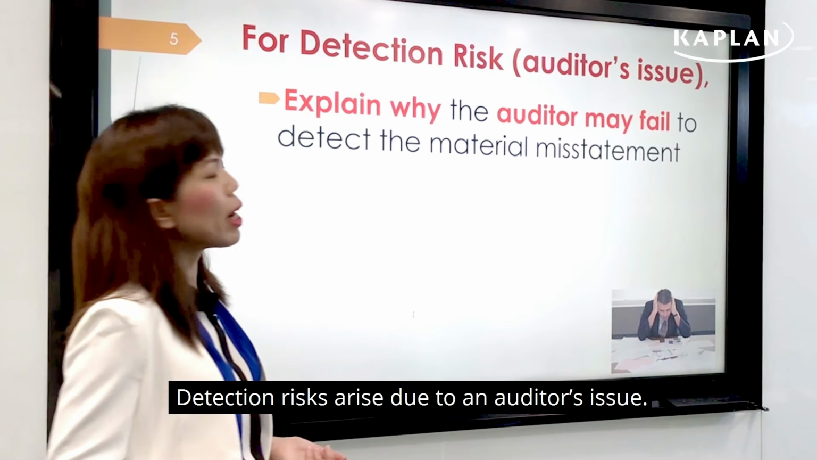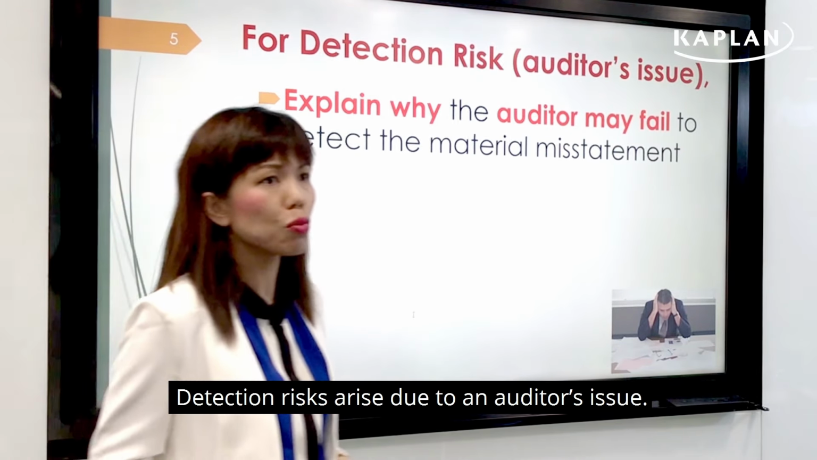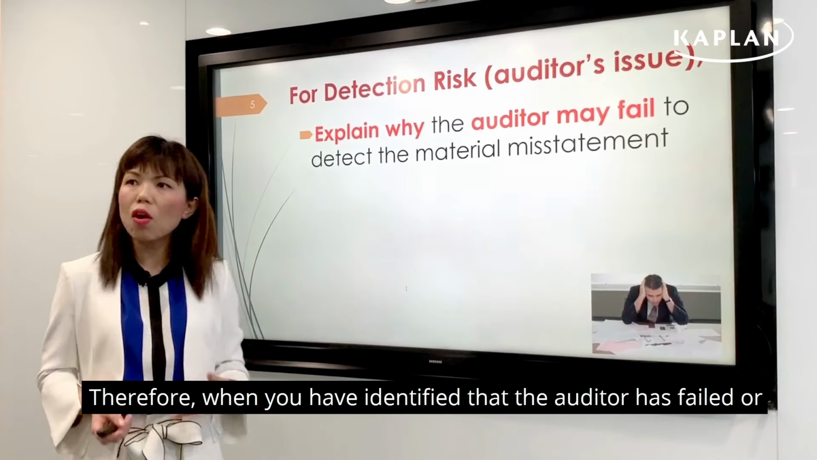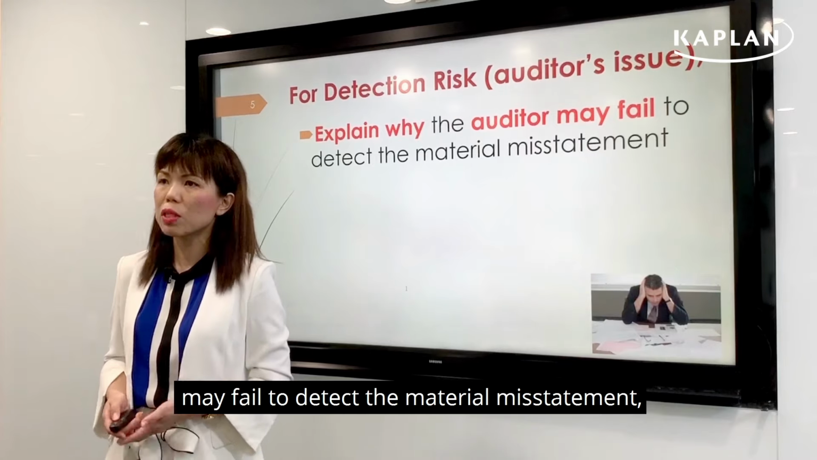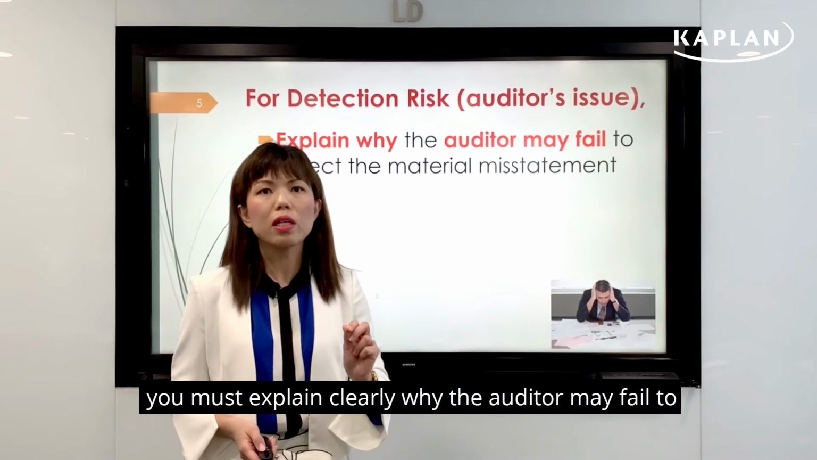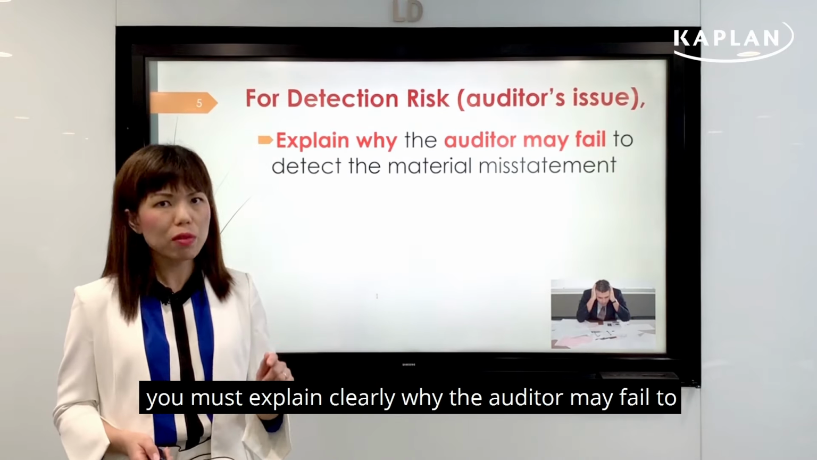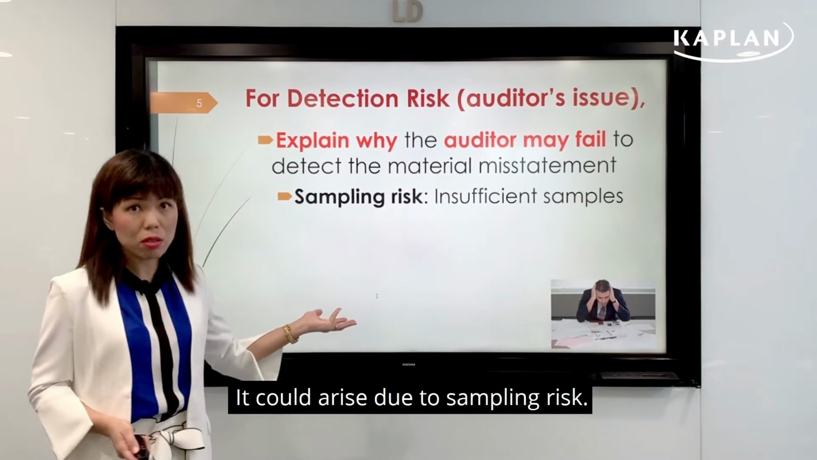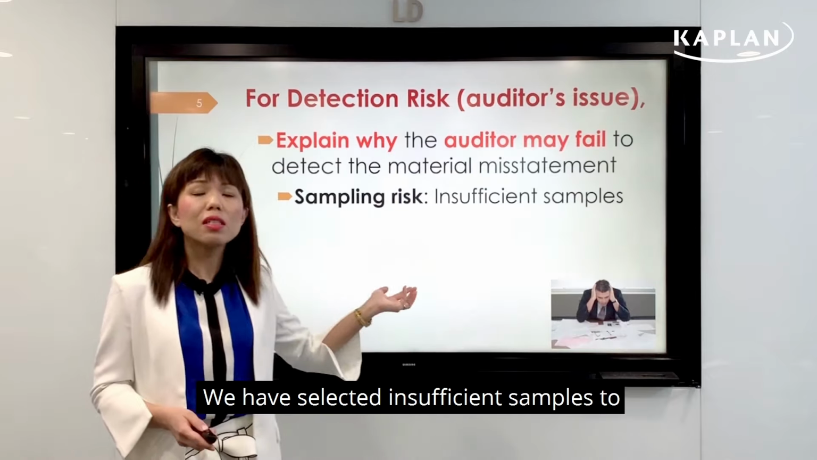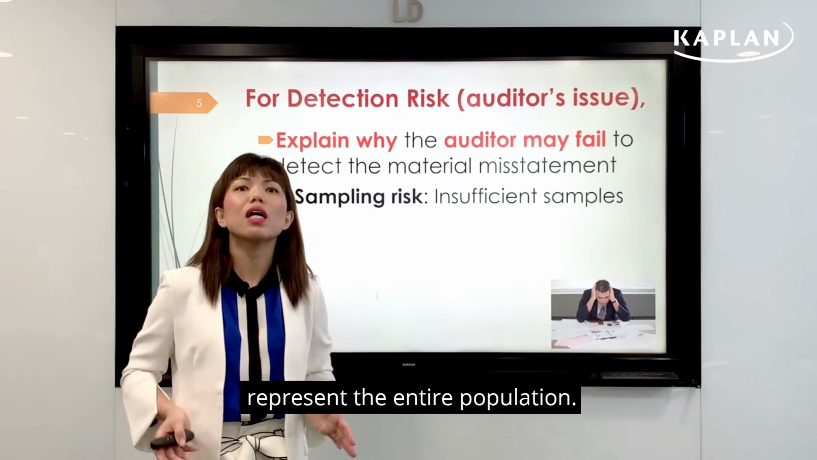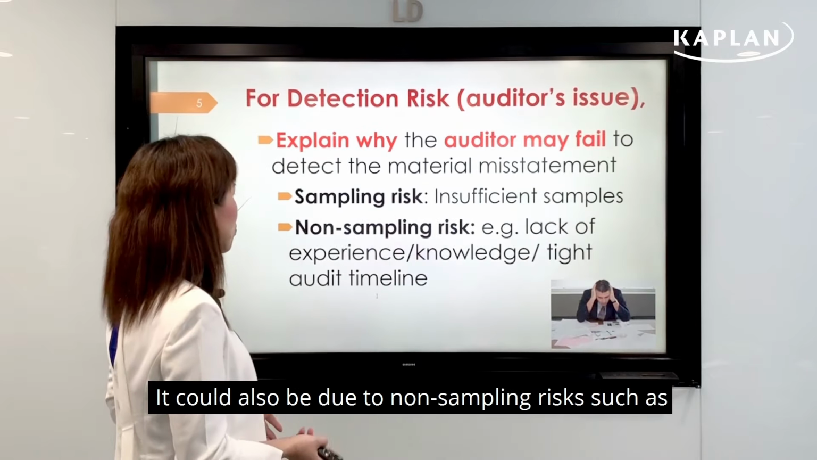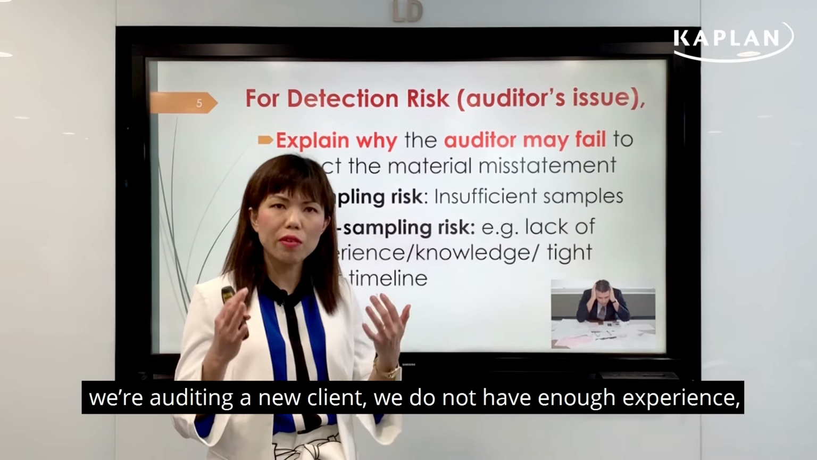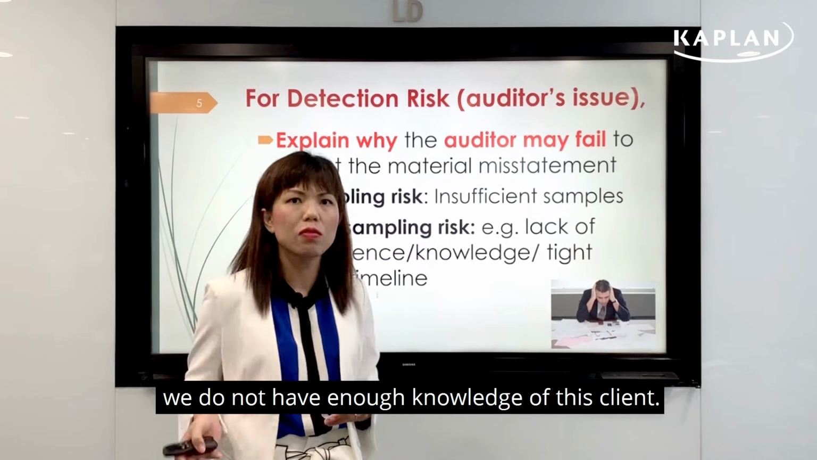Detection risk arises due to an auditor's issue. So when you have identified that the auditor has failed or may fail to detect the material misstatement, you have got to explain clearly why the auditor may fail to detect the material misstatement. It could arise due to sampling risk: we have selected insufficient samples to represent the entire population. It could also be due to non-sampling risk, such as we are auditing a new client, we do not have enough experience, we do not have enough knowledge of this client.